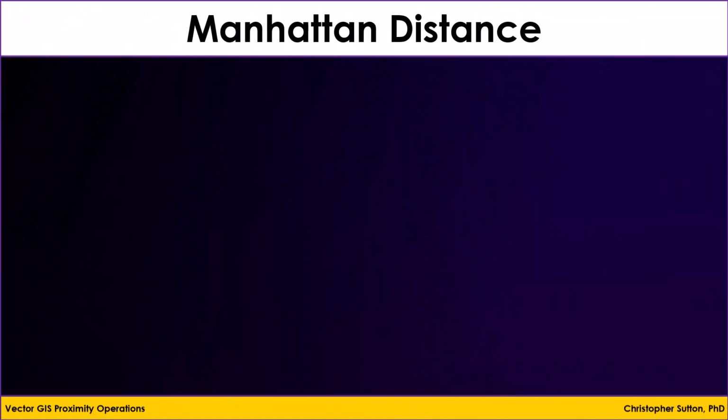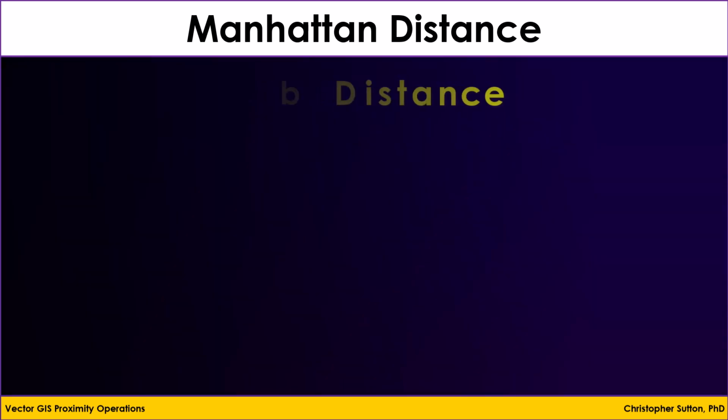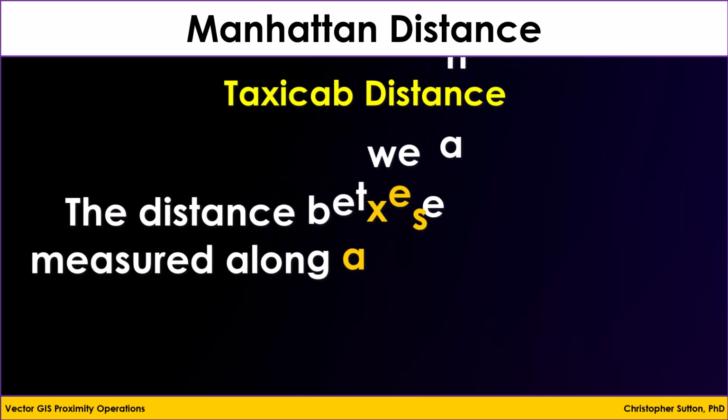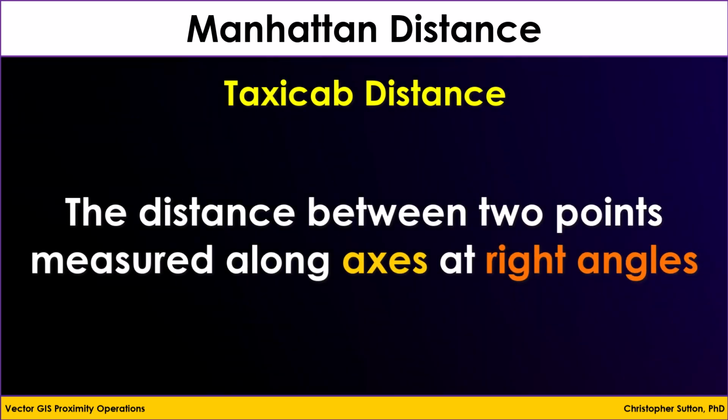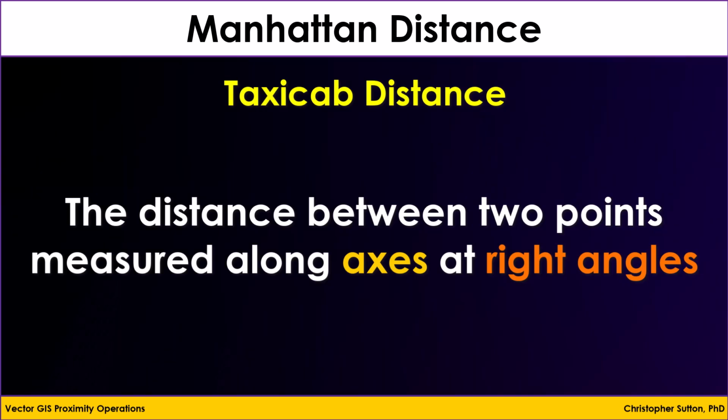The third kind of distance measurement is what we call Manhattan distance, which is also known as taxicab distance. It is the distance between 2 points measured along axes at right angles. It's used in network modeling, especially movement on a grid.